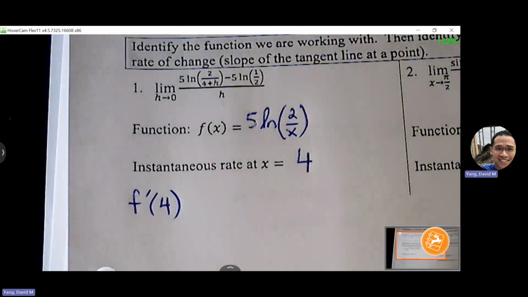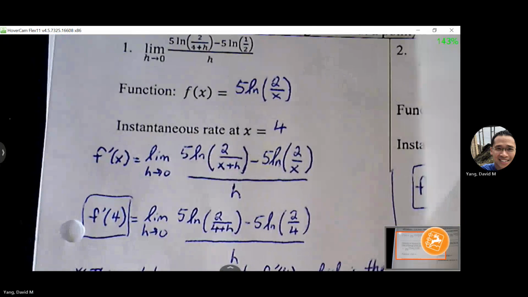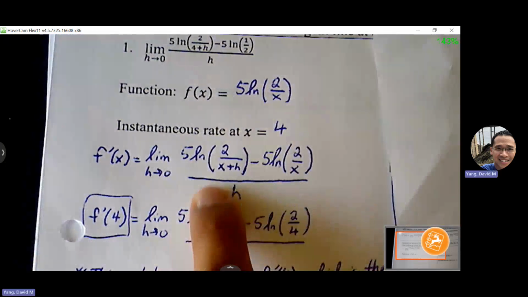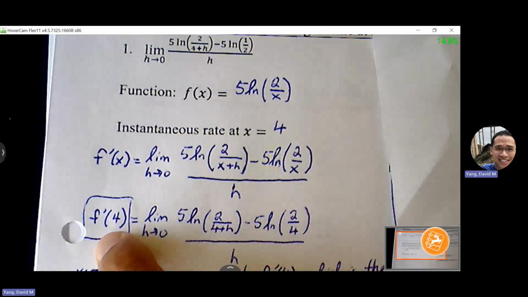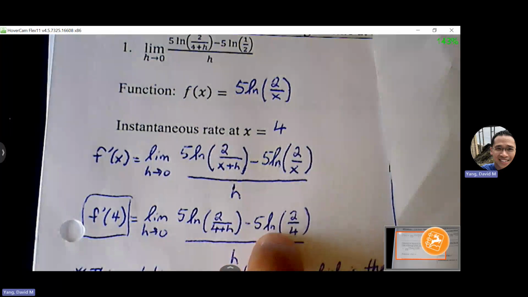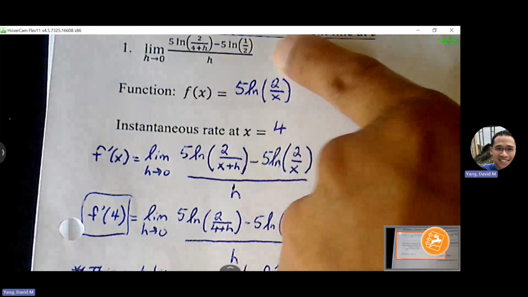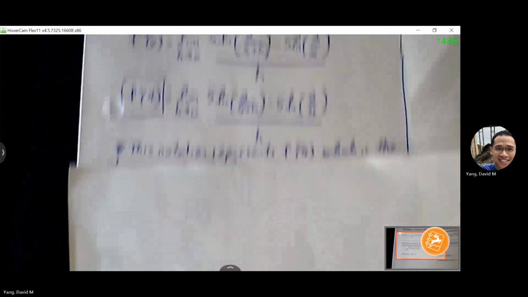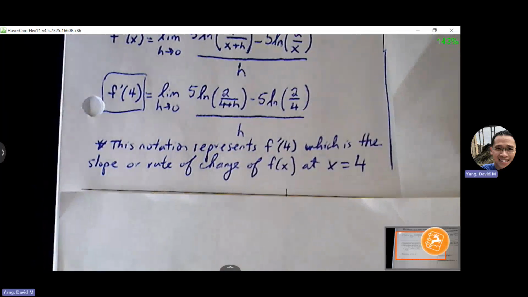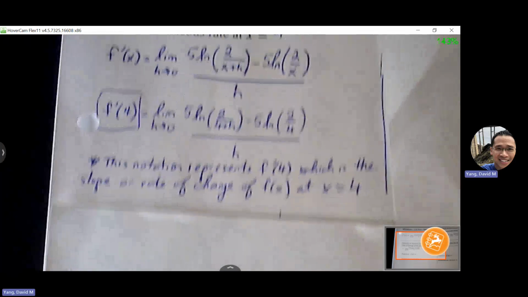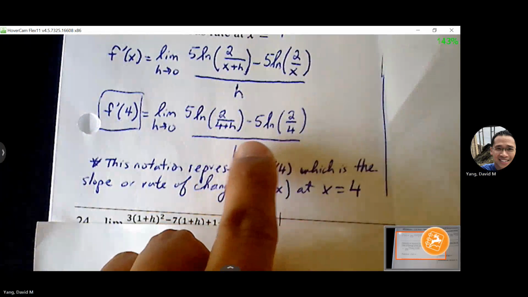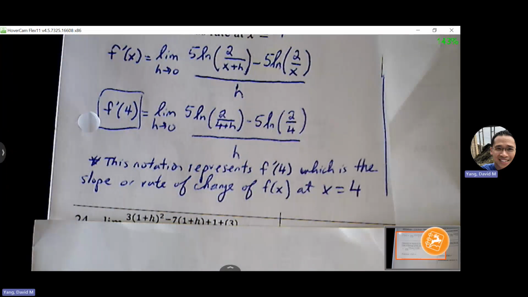Just to show you what this would look like if I were to build this from scratch. If this was my function, this will be my f of x plus h minus f of x all over h. Replace every x with 4, and that will take me to what this is referring to. So this notation represents f prime of 4, which is the slope or the rate of change of f of x at 4. Now, we will never work a problem in this form. We just need to be able to recognize what this is referring to if this was a multiple choice question.